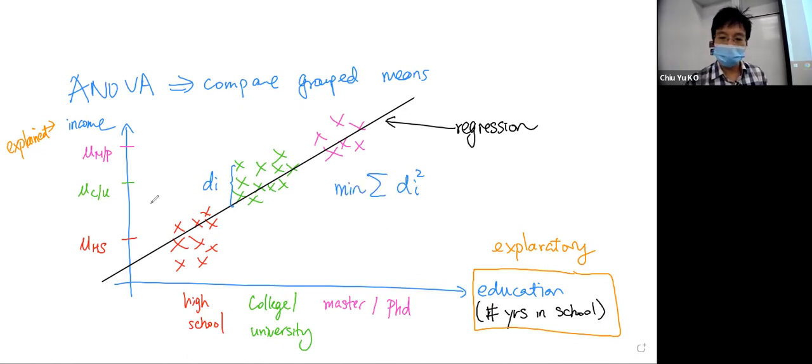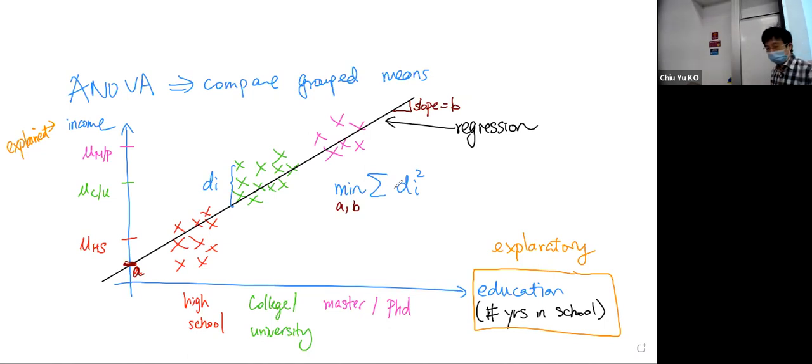By what? By choosing the slope, which is called A, and the intercept, which is called B. So we're choosing A and B, which is choosing where the line should be so as to minimize the sum of squared distances. This is called the least squares method.